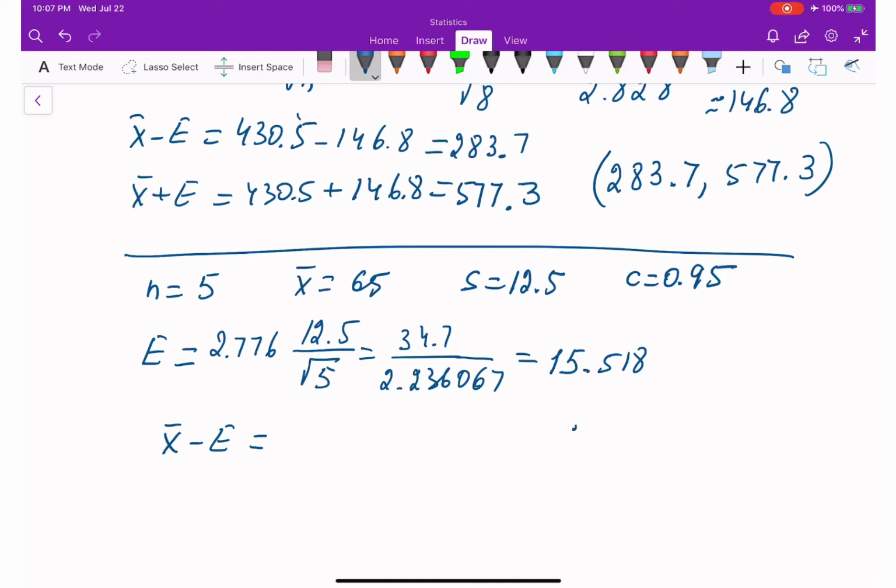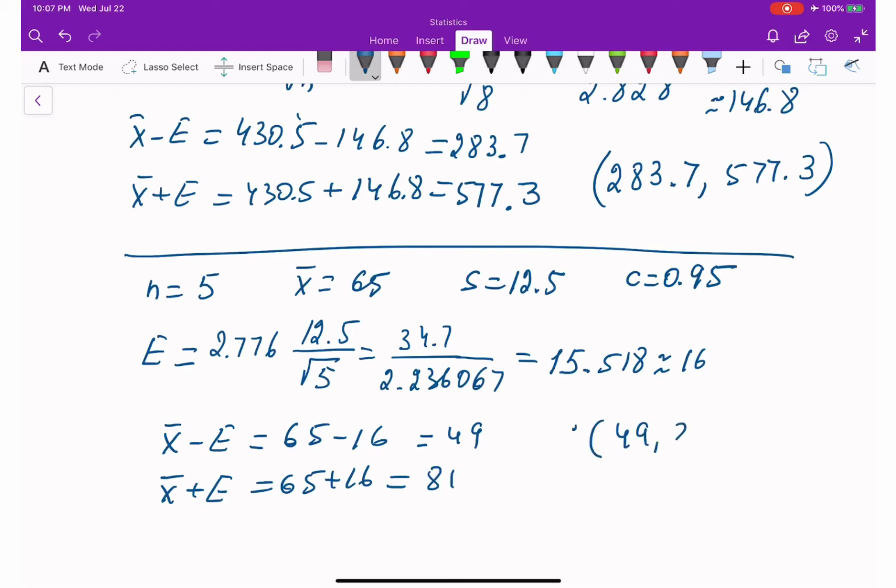Okay, so x bar minus error is equal to 65 minus 16, because 65 is a whole number, so I'm rounding also to the whole number, so this is approximately 16. We are getting 49. And x bar plus error is 65 plus 16, which is 81. So the interval is going to be 49, 81.